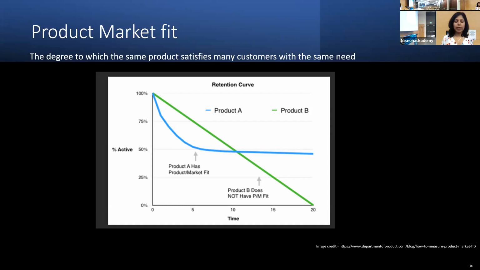But you can see that product A is mostly successful versus product B. It gets some adoption at the beginning, but it does not have good product market fit. So eventually the percentage of active users just dwindles down.